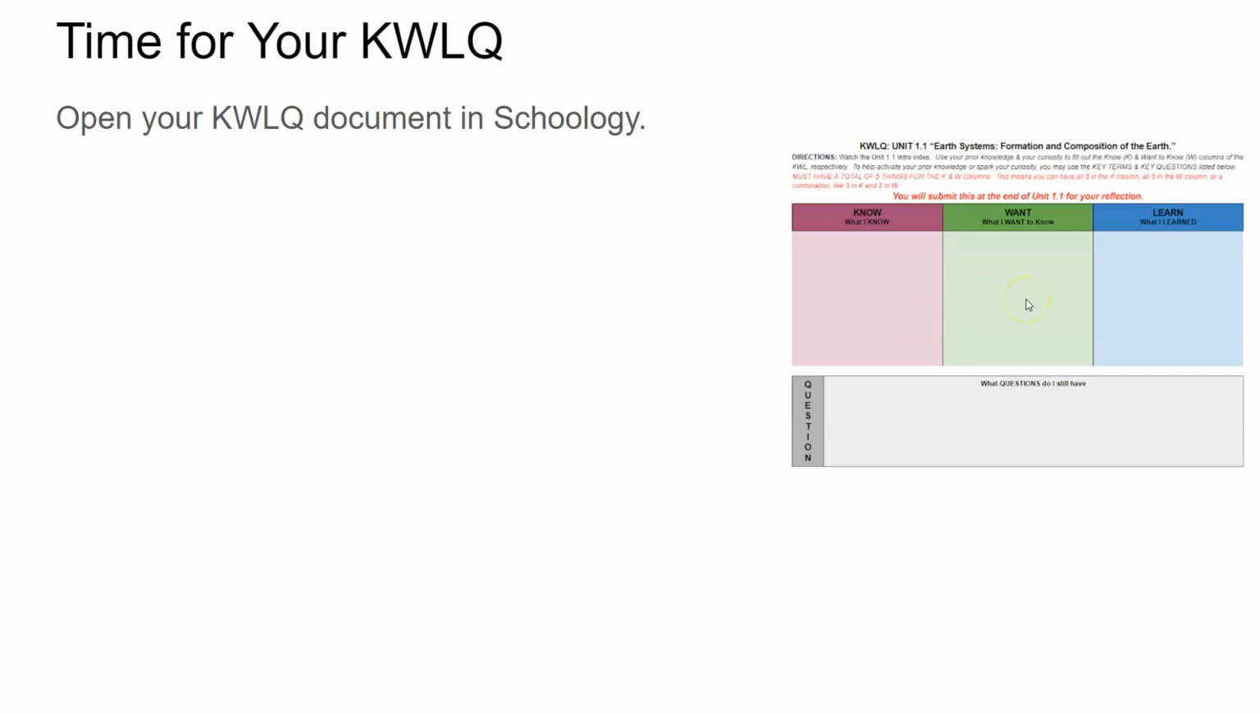Then you may start having certain questions about it, or maybe wondering certain things. You want to put that under the Want. What do you want to know? So your job is to fill out the Know and the Want columns of your KWL.